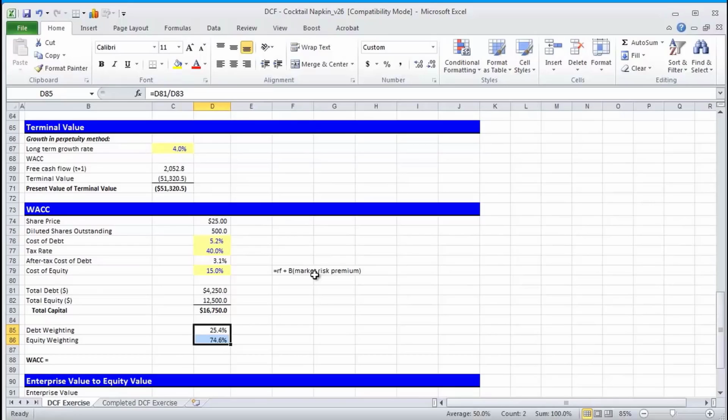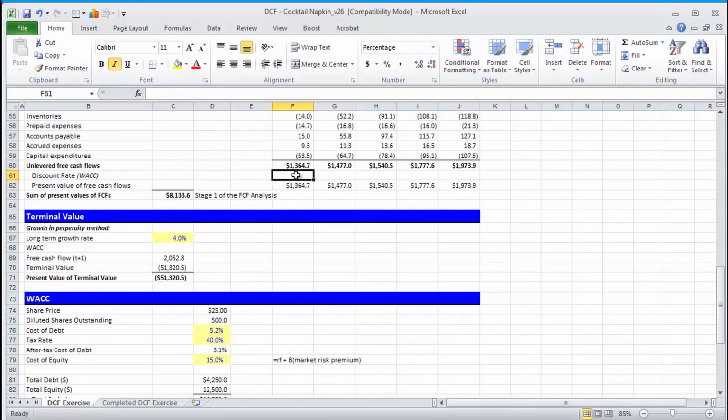So now that we have our after-tax cost of debt, our cost of equity, our debt weighting as well as our equity weighting, we can calculate WACC. So WACC, again, is going to be a blended rate of return. So if we have our equity weighting, we can multiply that by cost of equity plus our debt weighting times after-tax cost of debt. And this should give us 12%. So that's going to be our cost of capital.